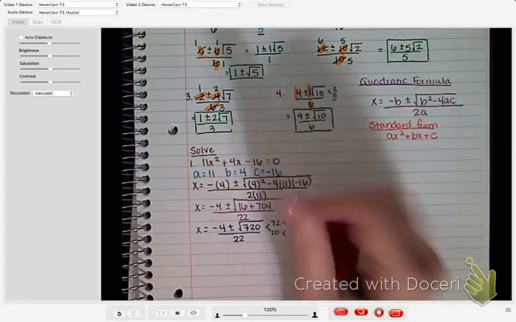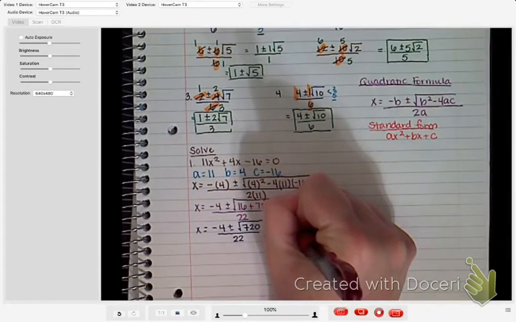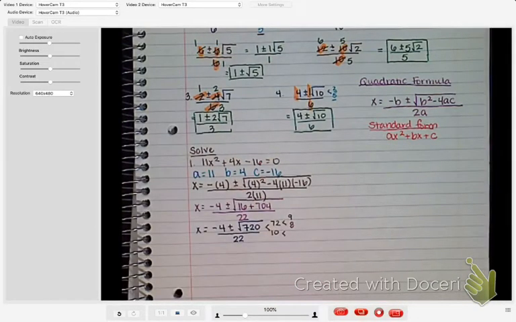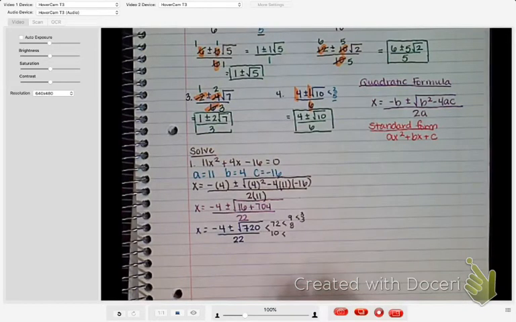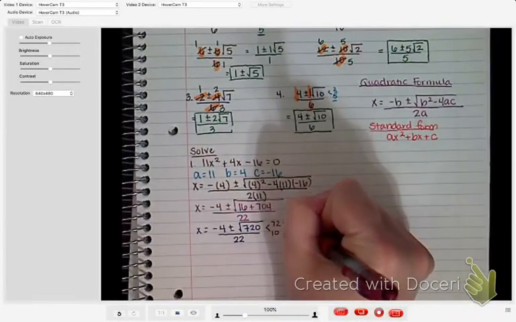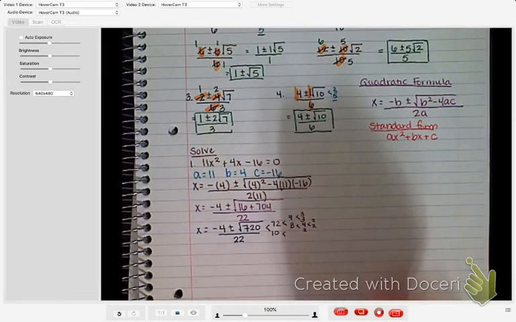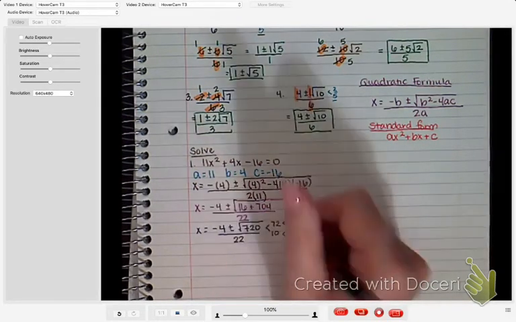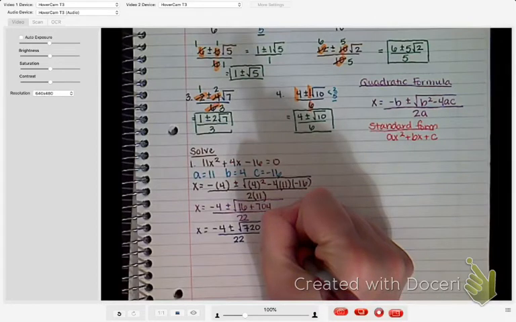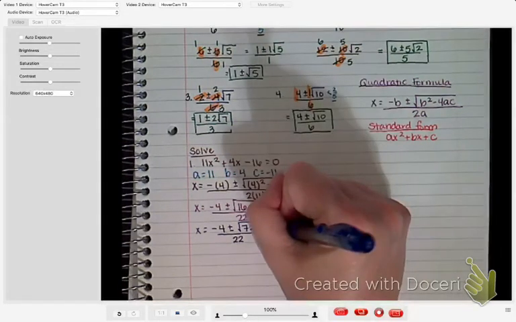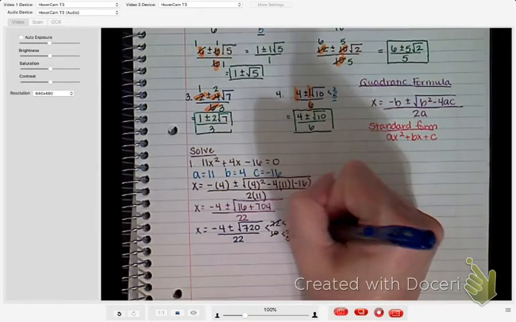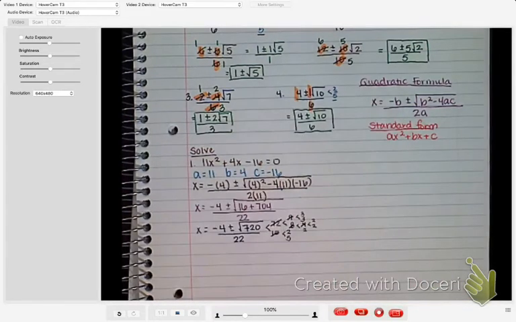So 72 is 9 times 8. 9 breaks down to 3 times 3. 8 breaks down to 4 and 2. And then 4 breaks down to 2 and 2. And then 10 breaks down to 2 and 5. So something that may be helpful, because we broke down a lot, is to cross out the numbers that you broke down, because you're not going to use those anymore. So 72 is out, the 10 is out, the 9's out, the 8's out, and even that 4 is out because I broke it down.